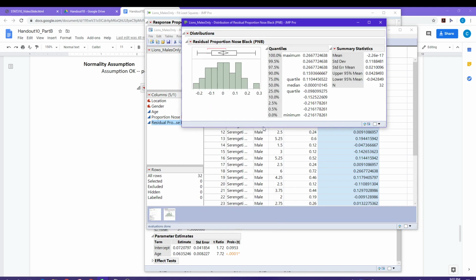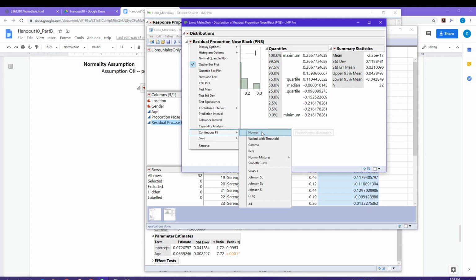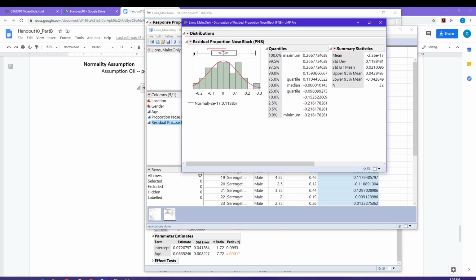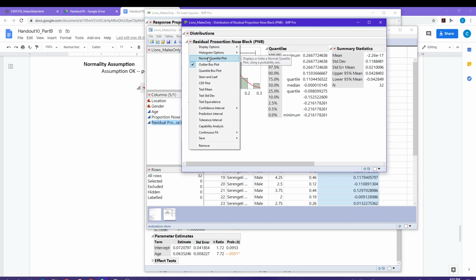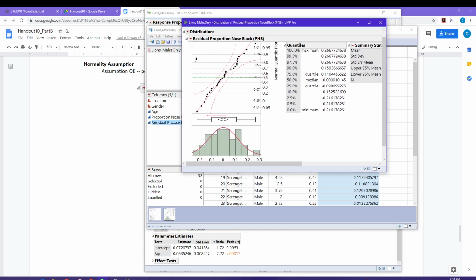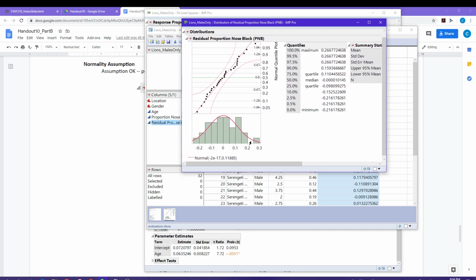I want to make a summary of these residuals. Turn that horizontal. There's my histogram. I can put a bell curve over the top of that. So from my drop-down menu, I can say Continuous Fit Normal. That puts a bell curve over it. You can also ask for the normal quantile plot. And that's what I have done here in the notes. So this is what I included in the notes for you, the histogram with the normal quantile plot.